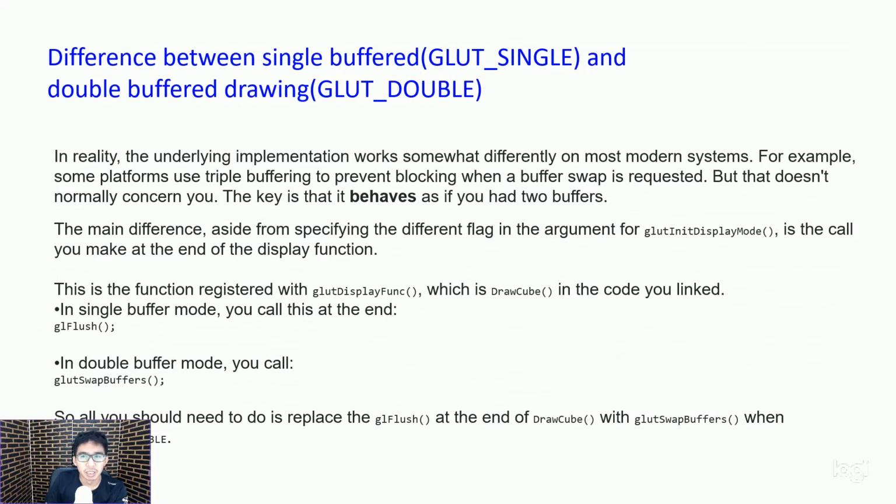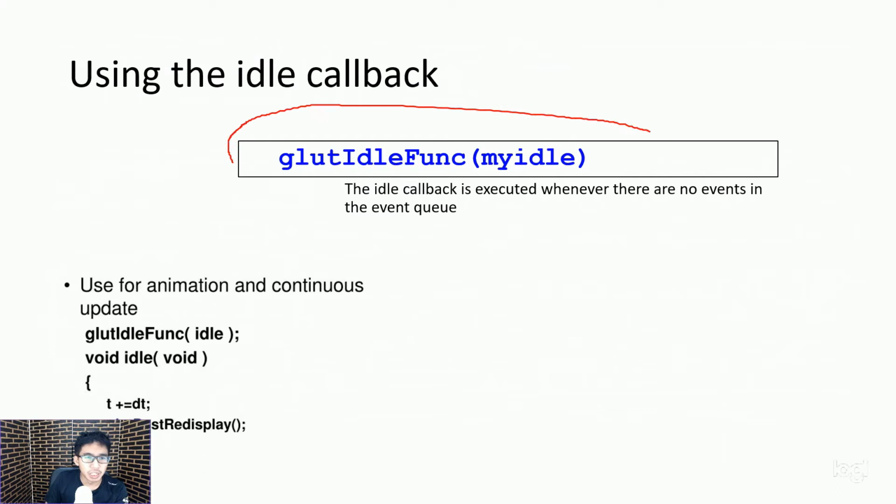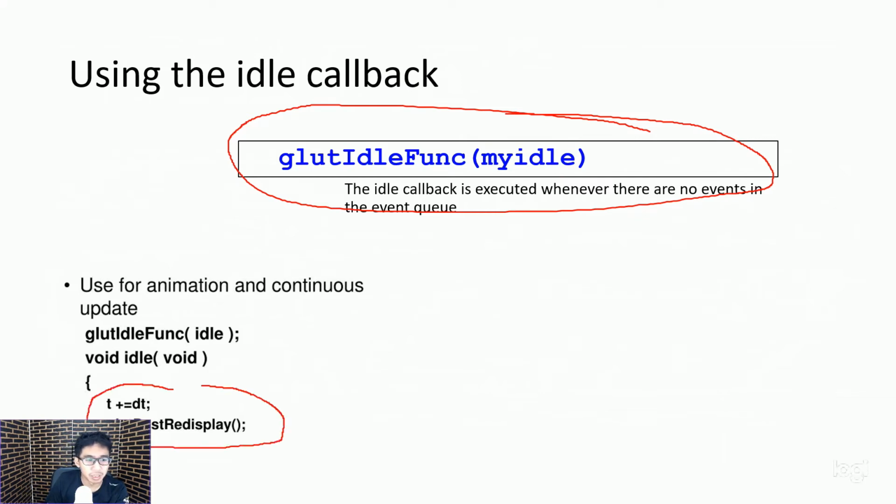Next, we move to the GLUT idle function. The idle callback is executed whenever there's no event in the event queue. For example, there's no change and no input from the user, but there is some minor change. Maybe we have an incremental value for that object, and the object becomes bigger and bigger without any other input from the user. So this is the idle function. It's used for animation, to continuously update.